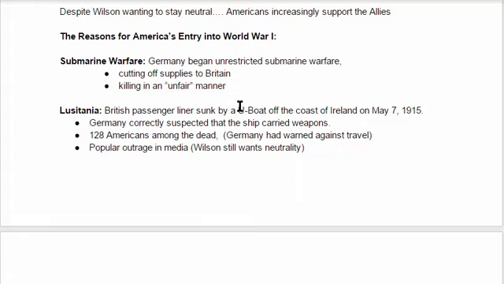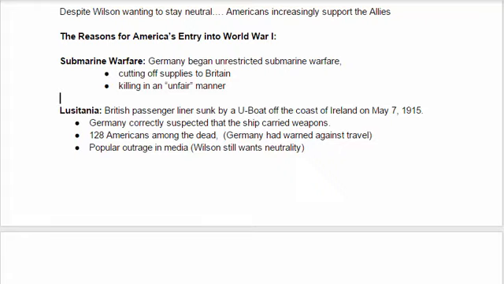The second main cause was the sinking of the British passenger ship, the Lusitania, which had a couple thousand people on board, and a U-boat sunk that ship in 1915. And basically, the Germans had said, don't get on ships that are carrying weapons. We will blow them up, even if they are passenger ships or whatever.